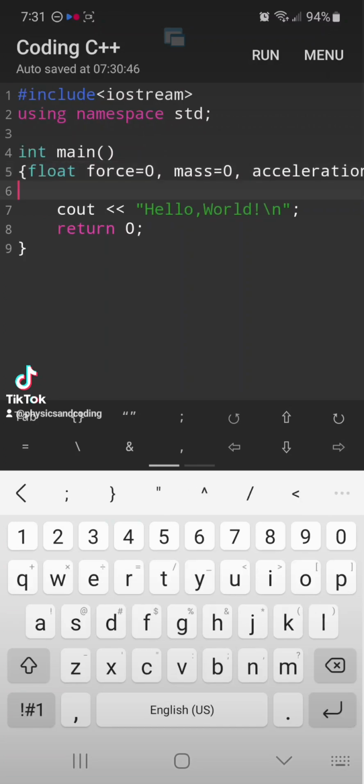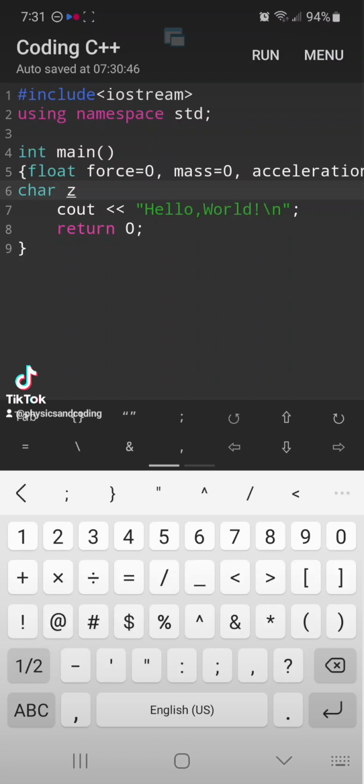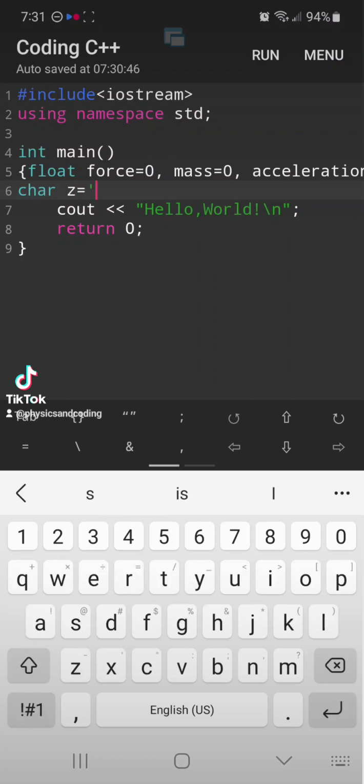It doesn't have to be 0. Then you can set them to integers if you want them to only be whole numbers, but floats will allow for decimals. So the next type of variable is characters. So char, I'm just going to pick z for that. And for a starting value.